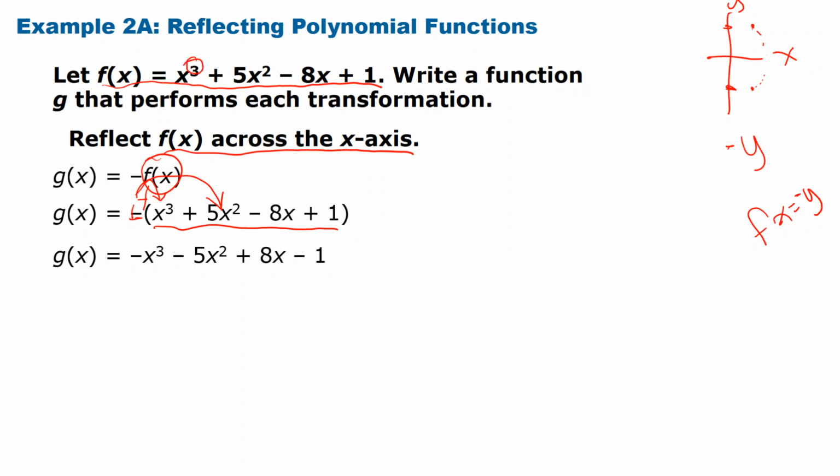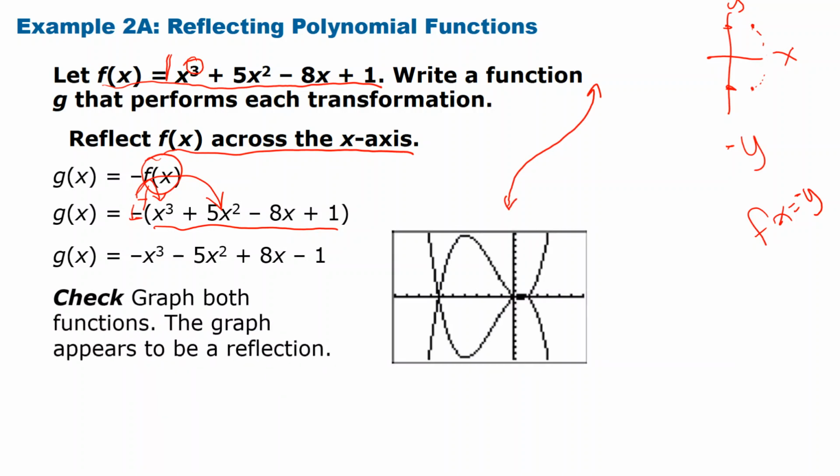We see that this is a cube root, and this number is greater than or equal to 1. So what that tells us is that our end behavior is going to start from the bottom and go to the top. Okay, it's going to go like this. So let's take a look at our graph. And here's what you see when you put them both in.